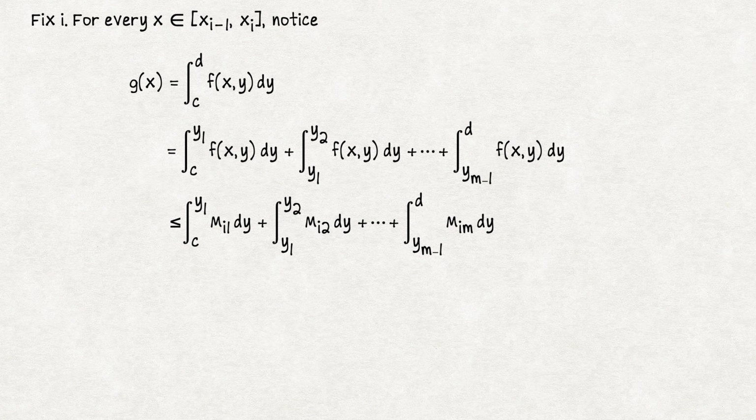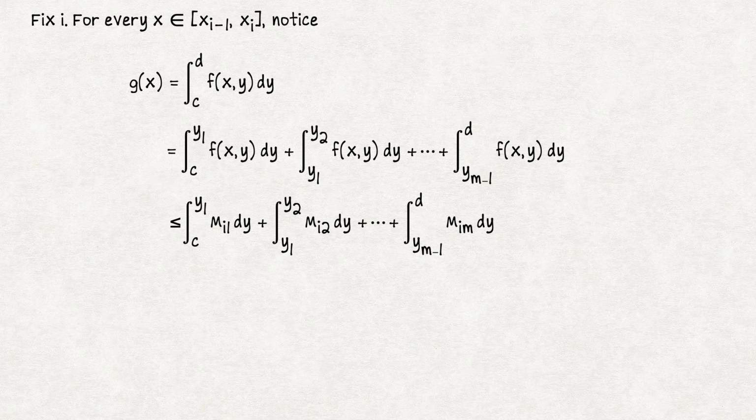Similarly, for the second integrand, we go up in size to the supremum of the set of outputs for f over the I2 subrectangle, that's capital M sub I2, all the way through capital M sub I M, where I apologize for the overuse of the letter M there. That's referring to the number of slices along the y-axis. So that's J equals M.